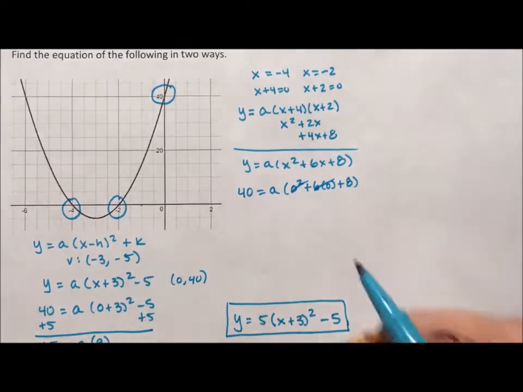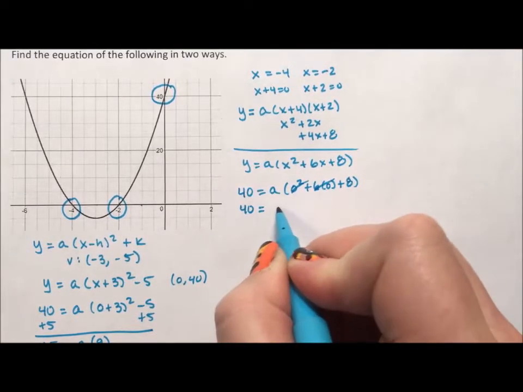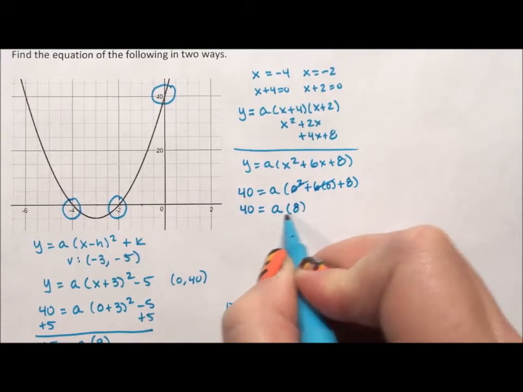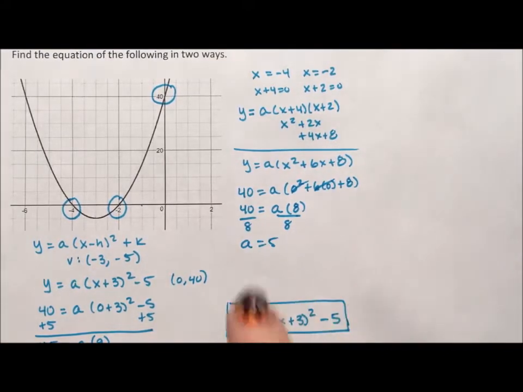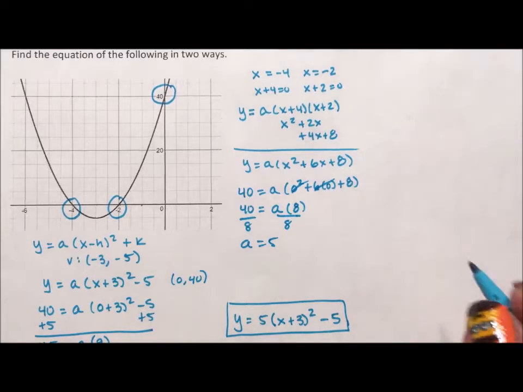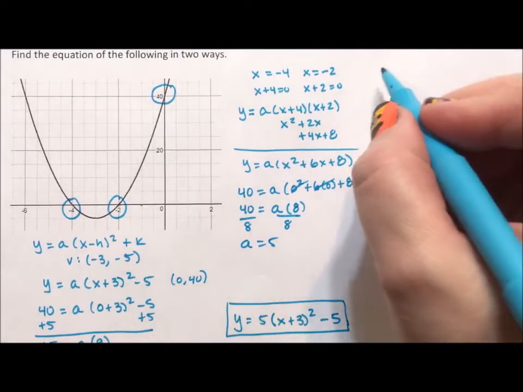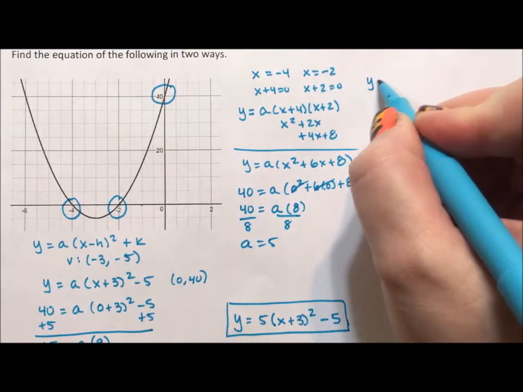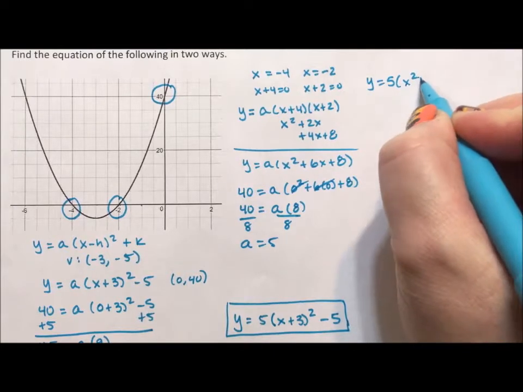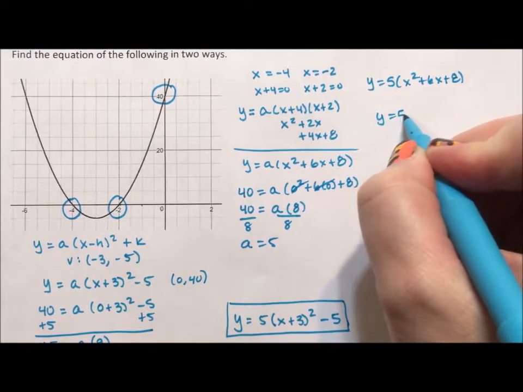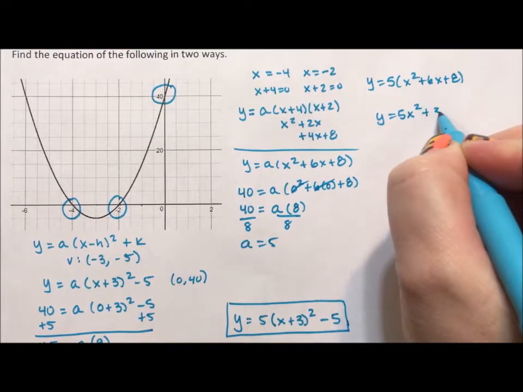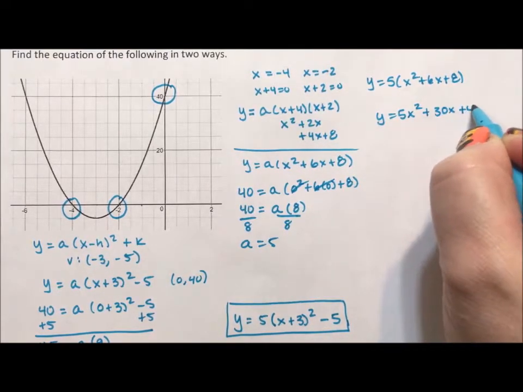The zeros go away, so I have 40 is equal to a times 8. Divide by 8, and a is equal to 5. I'm really glad that a equals 5 again, because if it didn't, none of this would make sense. Okay, so I have y equals 5 times x squared plus 6x plus 8. y equals 5x squared plus 30x plus 40.